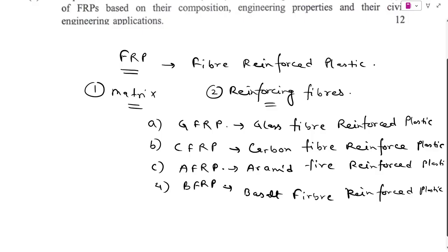So these are the main things. I hope all the points are now clear to you.